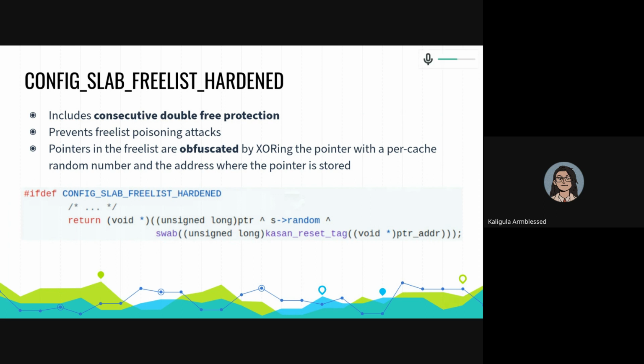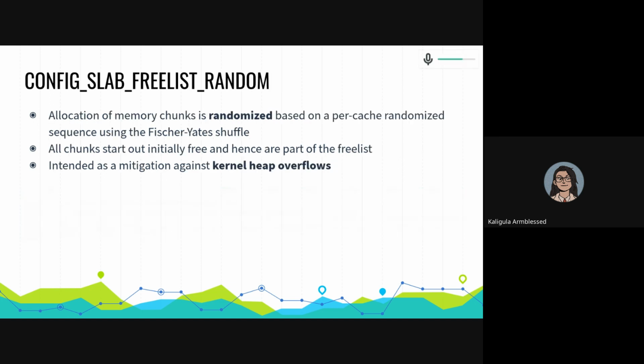Another thing that it does is that pointers in the free list are obfuscated by XORing the pointer with a per cache random number and the address where the pointer is stored. This is actually from the kernel source code, and we can see how this is implemented. So unlike your typical nice cache poisoning attack, because it XORs with a random number, this is just very annoying to exploit, and most people just don't really bother with this.